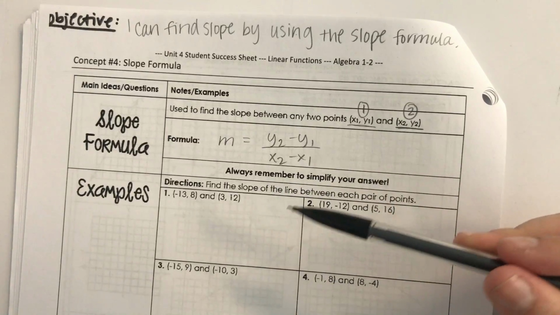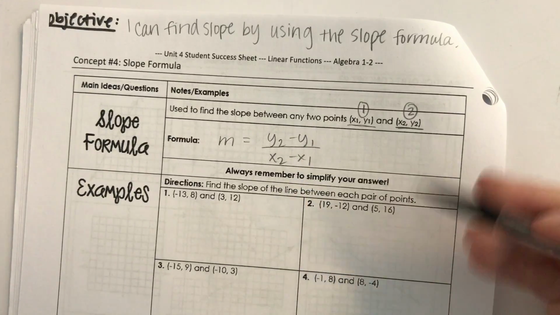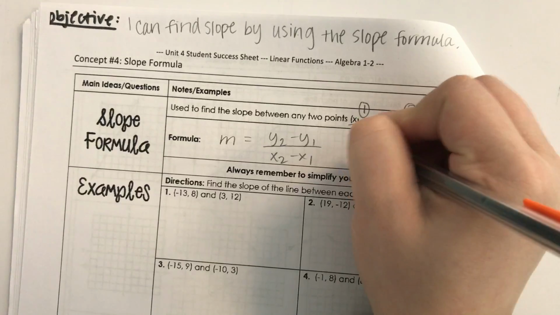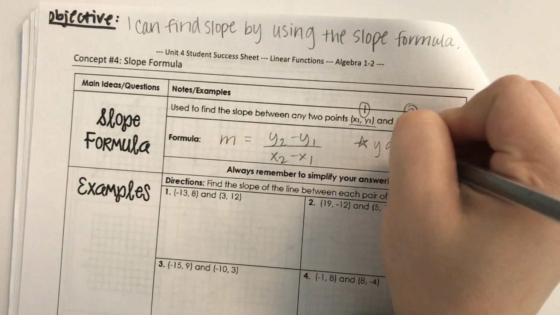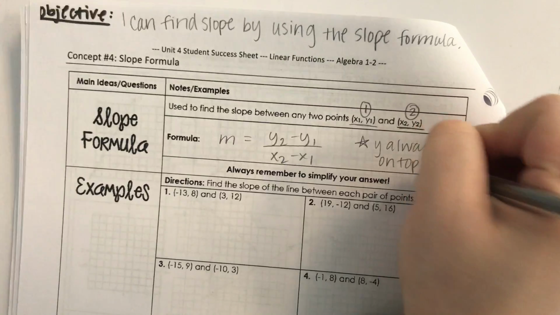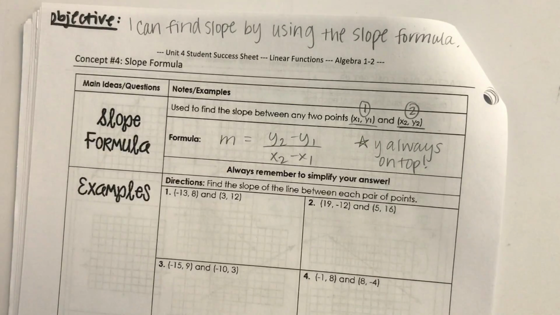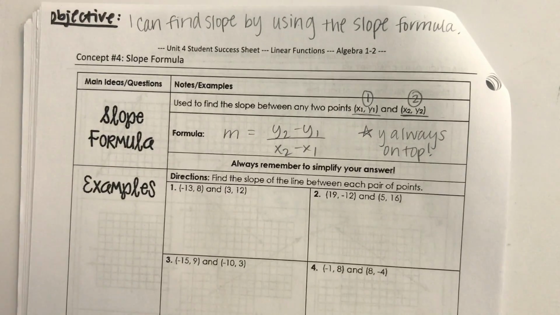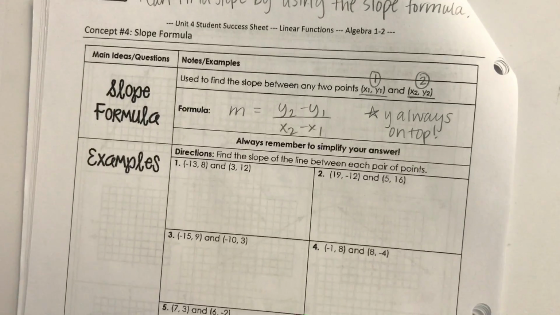So you have to remember that y's always go on top, okay? Y always on top. Okay, resist the urge to put x on top, because that will be incorrect if you put the x's on top. You'll have a reverse slope than what you should have. Okay, so let's do some examples. I'm going to do all the odds, and then we're going to do all the evens together in class.